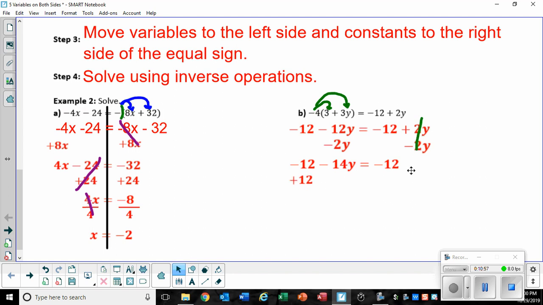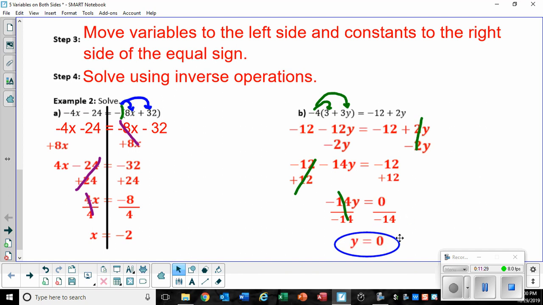Now it's just two steps. So I'm going to go ahead and add 12 to both sides. These will cancel out. The -14y comes down. Over here, it just gives me 0. I have to keep going until y is by itself, though. So I'm going to undo this multiplication by dividing both sides by -14. These will cancel out, leaving me with just the y, and 0 divided by -14 just gives me 0.